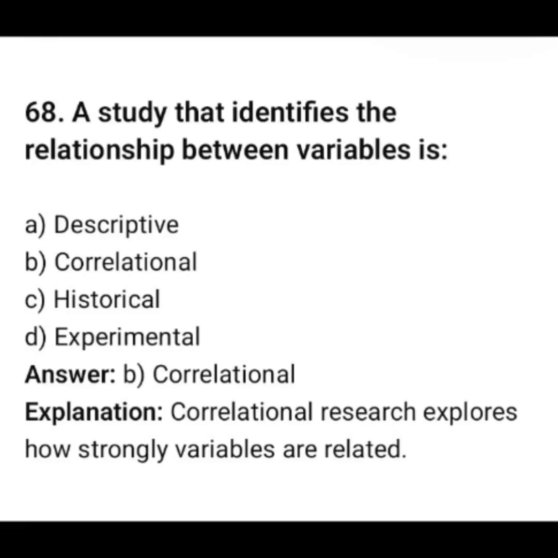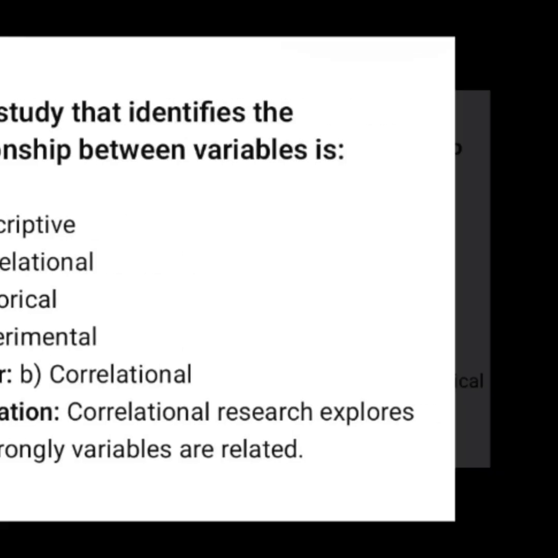A study that identifies the relation between variables is descriptive, correlation, historical, experimental. The correct answer is option B, correlation. Correlation research explores how strongly variables are related.